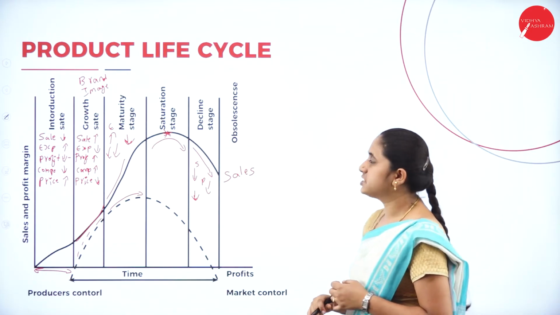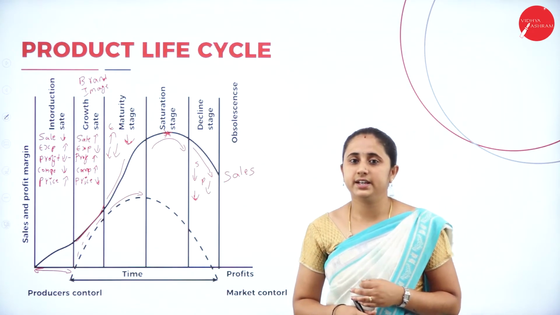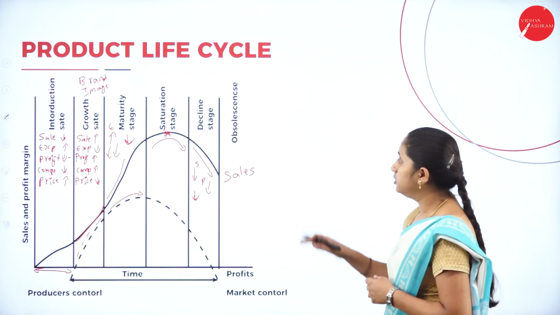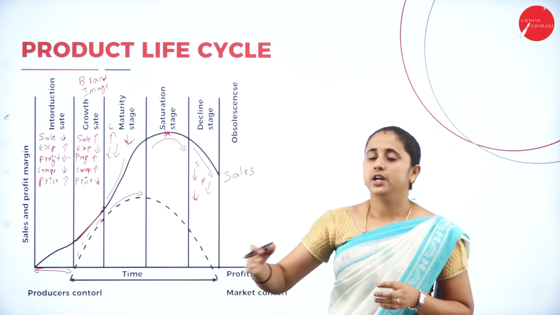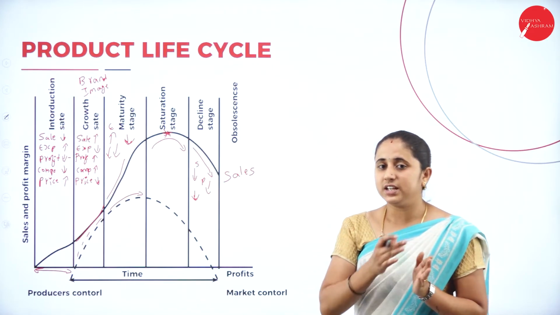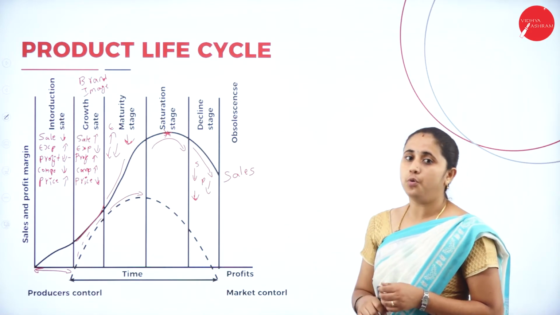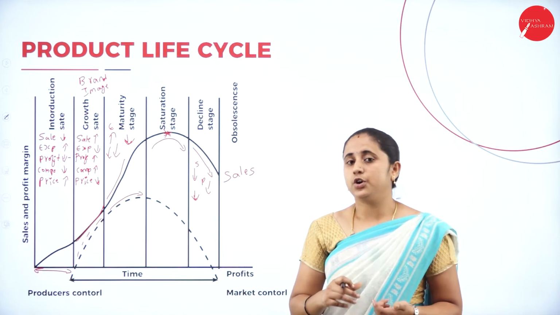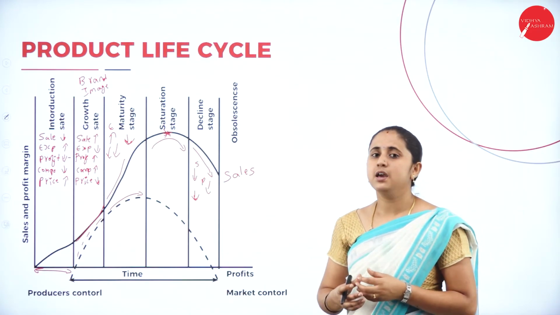Then the obsolescence stage. This is the last stage of the product life cycle. In this stage, your product will wash out from the market. Your product becomes useless and it will wash out from the market. In this stage, you need to make a strategy, that is, you need to enter into a new market, start producing a new product, or merge with a stronger company, so that your product will exit the market.